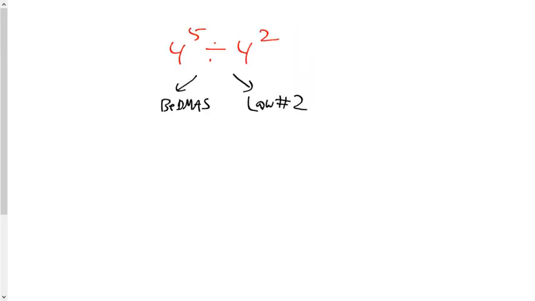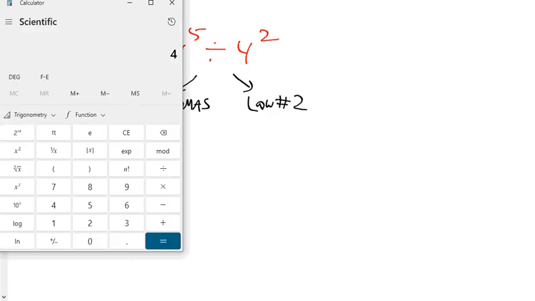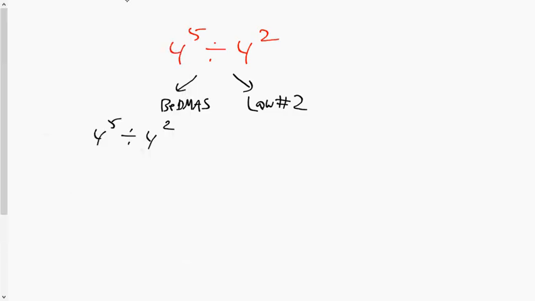So the first question says 4 to the exponent of 5 divided by 4 to the exponent of 2. Solve 2 ways, with BEDMAS and law number 2. If we solve it with BEDMAS, we're first going to take both of these powers and put them in standard form. If I take my calculator here, what is 4 xy 5, that's 4 exponent 5? It's 1024. Divided by 4 squared, which I know is 16.